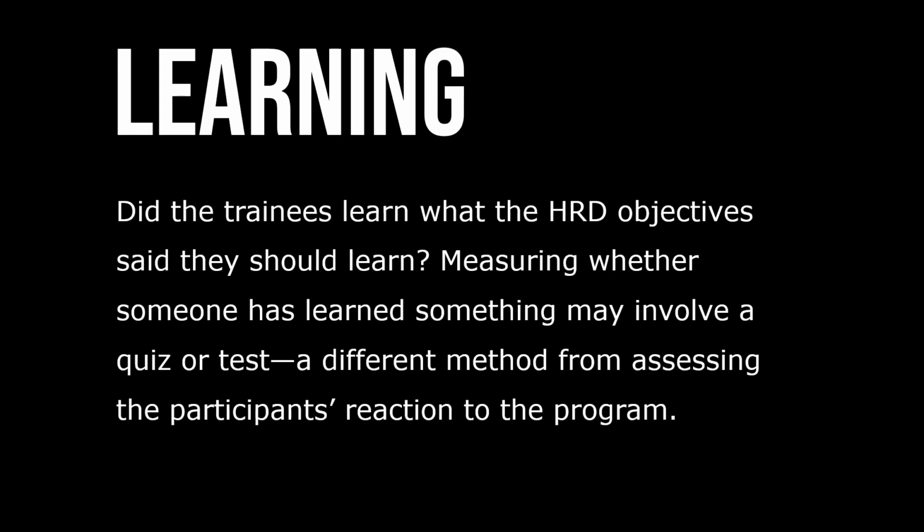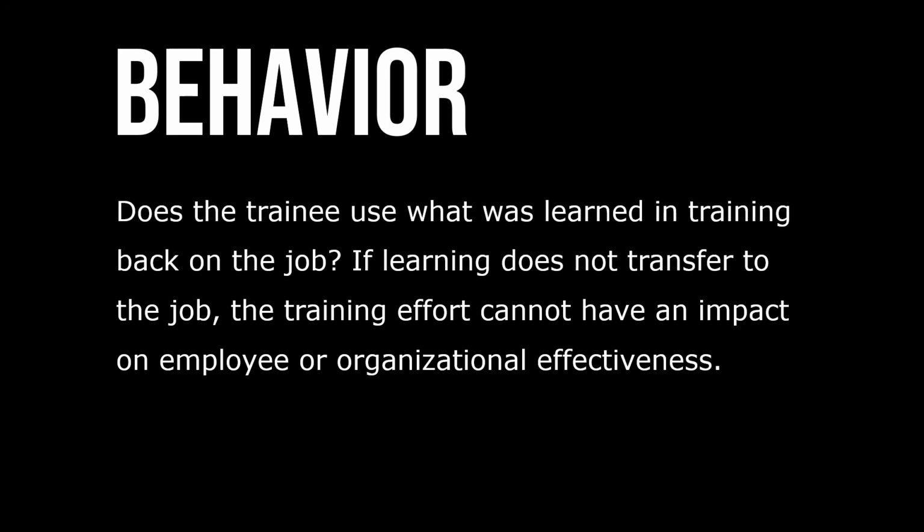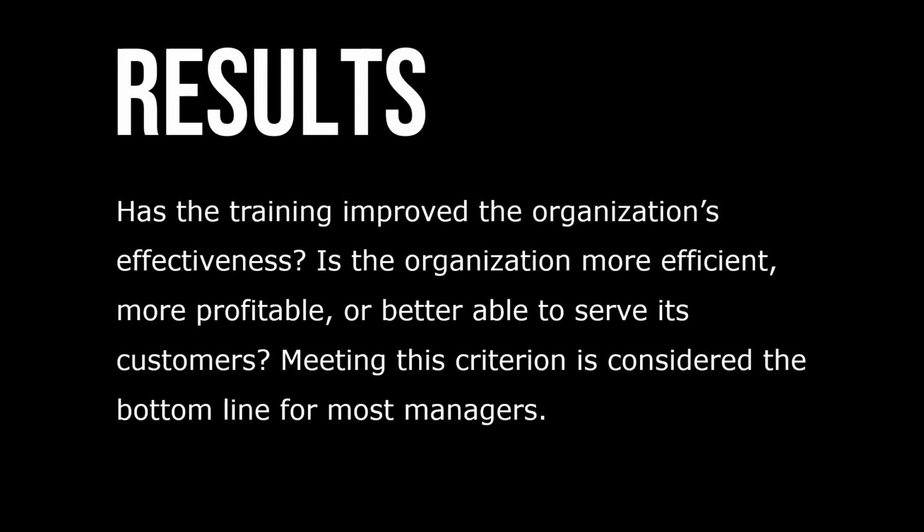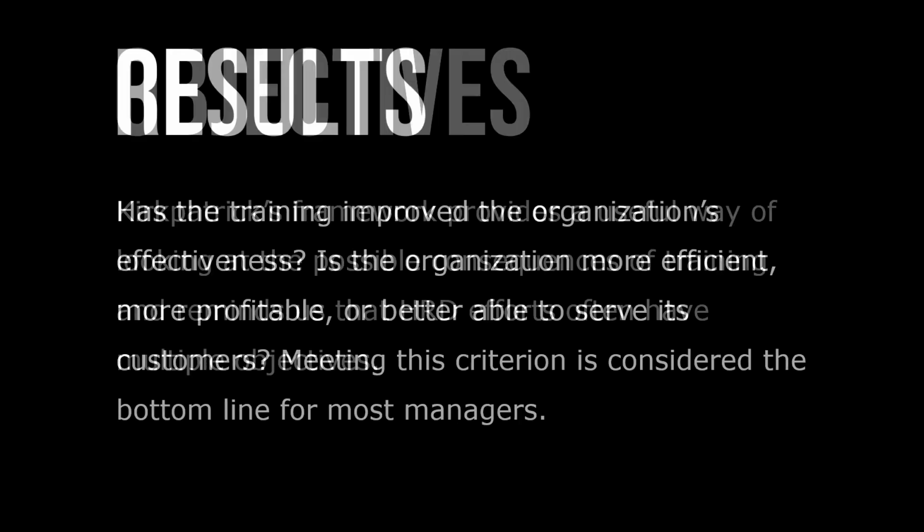Measuring whether someone has learned something may involve a quiz or a test, a different method from assessing the participant's reaction to the program. Does the trainee use what was learned in the training back on the job? If learning does not transfer to the job, the training effort cannot have an impact on employee or organizational effectiveness. Has the training improved the organization's effectiveness? Is the organization more efficient, more profitable, or better able to serve its customers? Meeting this criteria is considered the bottom line for most managers.